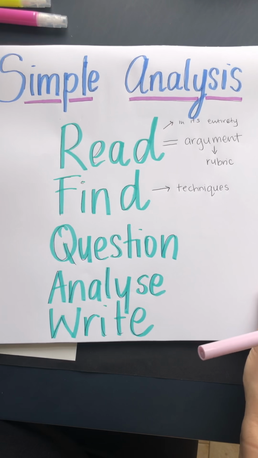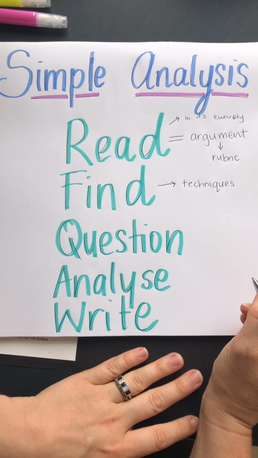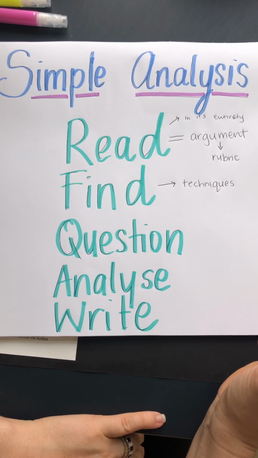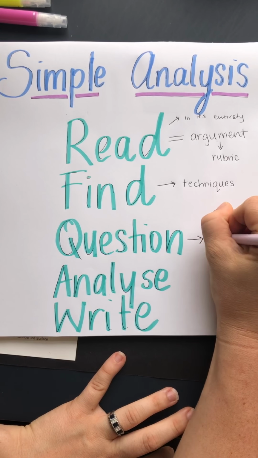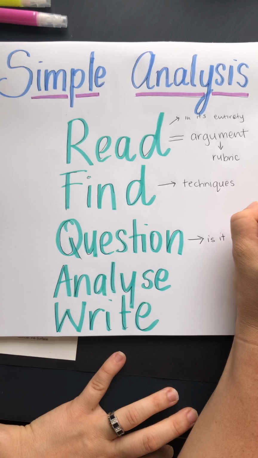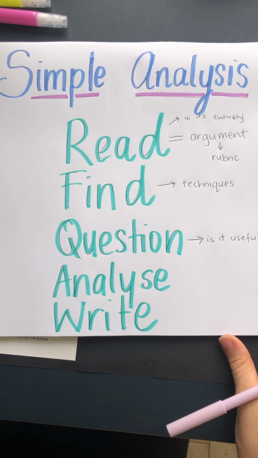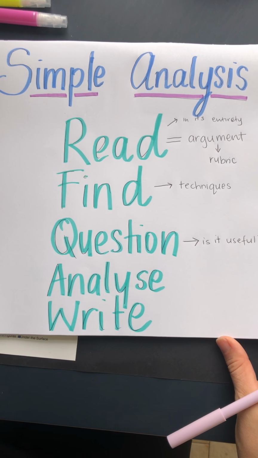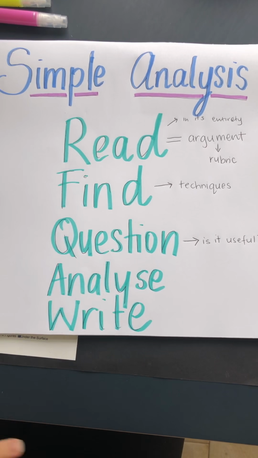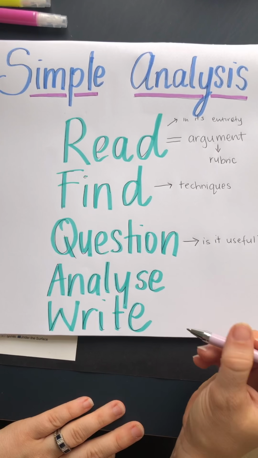Okay? All right. So when you're finding your techniques, it's not enough just to find them, because there are some techniques that we can all find, but we need to question them. We need to be able to say, is it useful? Have I picked a technique that is of any value to what I'm trying to analyze? Or have I literally just gone and found the easiest one that I can find, but it's going to be very difficult to explain?